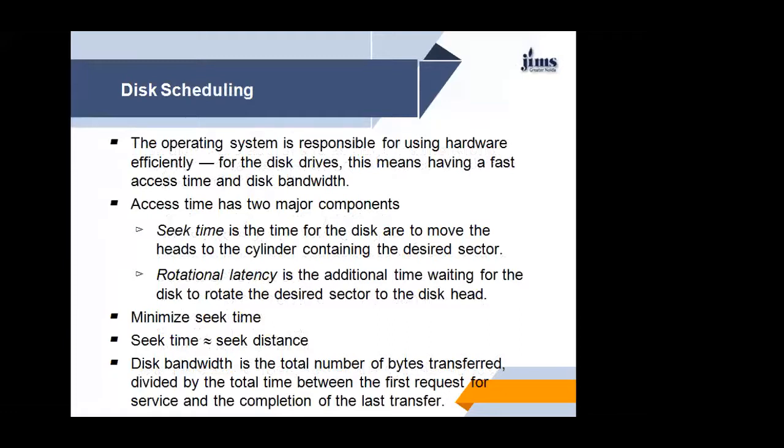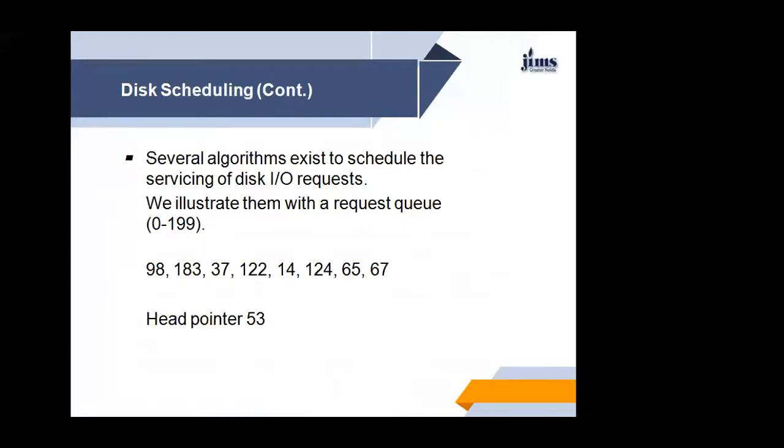Now the disk bandwidth is the total number of bytes transferred divided by the total time between the first request for service and the completion of the last transfer. So we can improve both the access time and the bandwidth by scheduling the servicing of disk input output requests in a good order. Okay, so algorithms exist to schedule the servicing of disk input output requests.